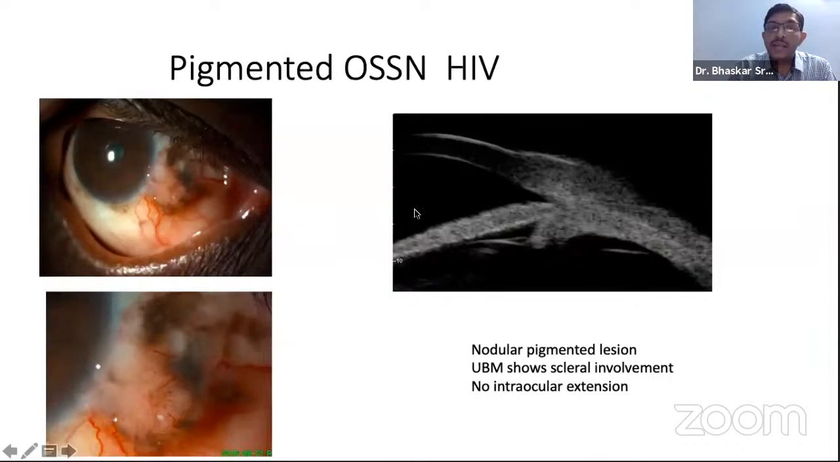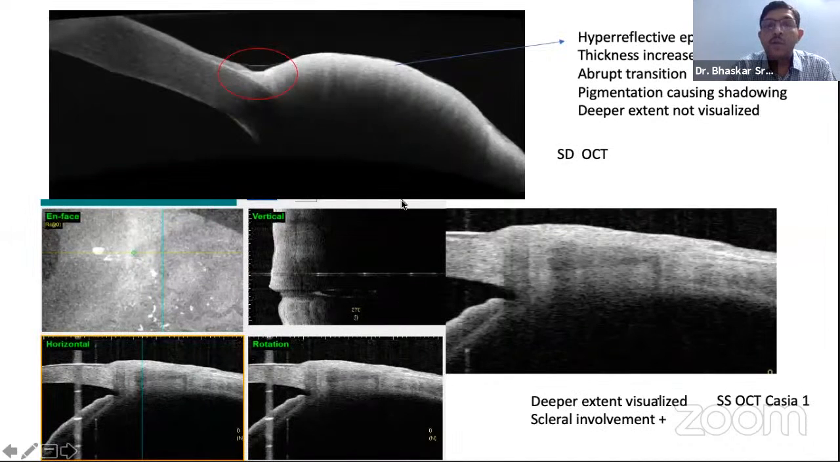Now, this is another case where there is a nodular lesion at the limbus. It's an HIV patient where if you look at the UBM picture, it shows some areas where the posterior extent is made out, whereas near the limbus, the posterior extent is not made out. This probably indicates a scleral involvement. Now, if you compare what an SD-OCT shows, an SD-OCT shows a thick hyperreflective epithelium, but again, because the thickness is such, the depth of penetration is not enough. You cannot comment on the extent of scleral involvement.